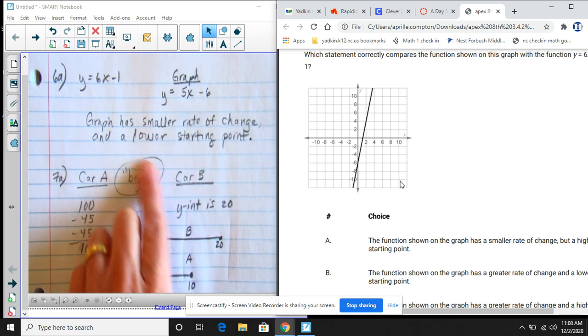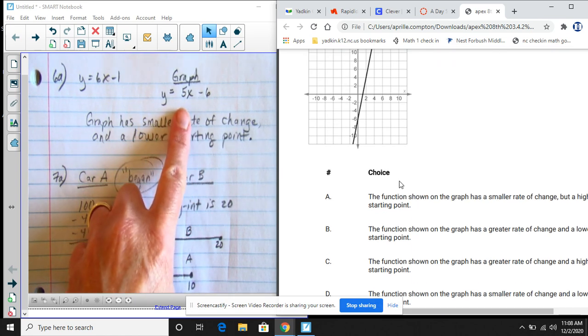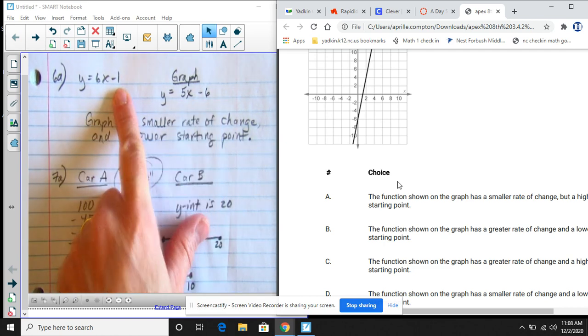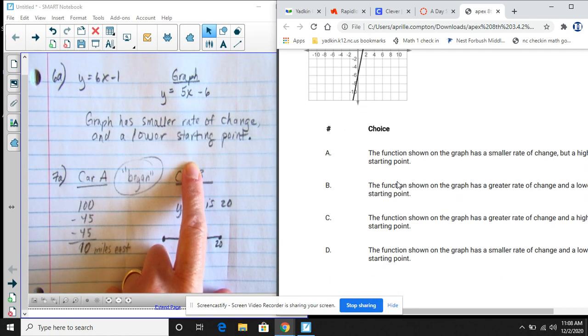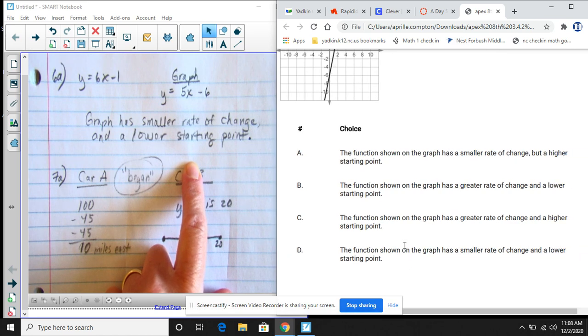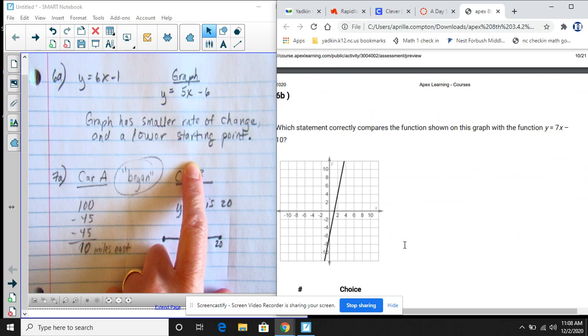So the answer is the graph has a smaller rate of change of 5 because this is 6, and it has a lower starting point. -6 is lower than -1. So that was the answer for that. 7a.